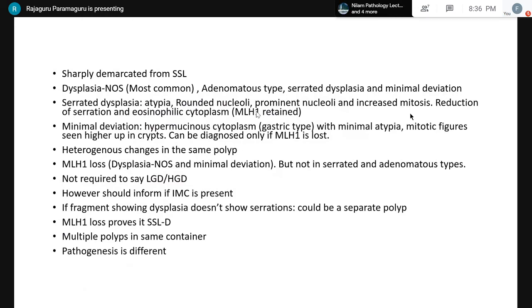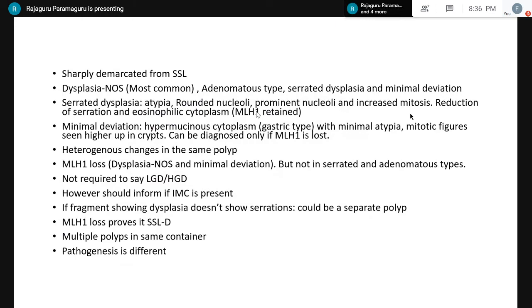In a minimal deviation dysplasia, the dysplastic change is going to look similar to the gastric fovea type of dysplasia which we had discussed earlier. The cytoplasm is going to look hypermucinous with minimal atypia and high mitotic figures. This is a difficult diagnosis and can only be diagnosed with the IHC, that is, a loss of MLH1.